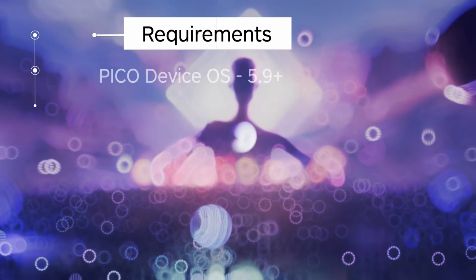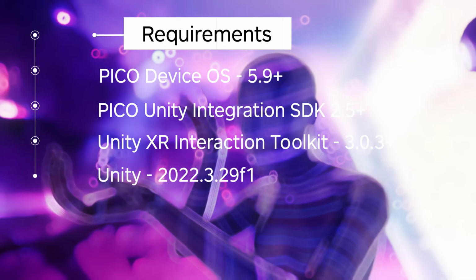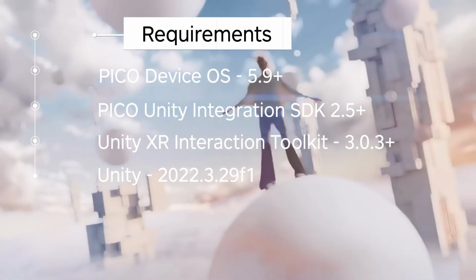With the release of our PICO Unity integration 2.5, we have full integration with Unity's XRI Hand interactions. So now it's never been easier to get started with hand tracking and to port your project to the PICO platform. Requirements for this project are a PICO OS device of 5.9, PICO Unity integration SDK 2.5 or higher, XRI Toolkit, I'm using 3.0 here, and I'm using Unity 2022.3.